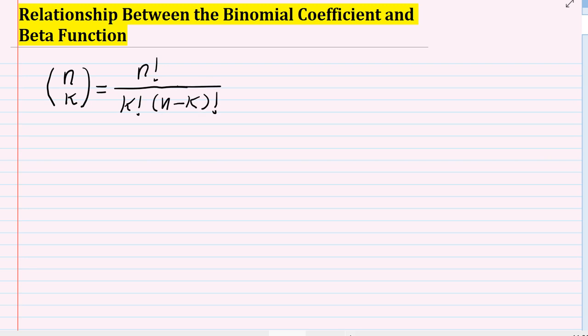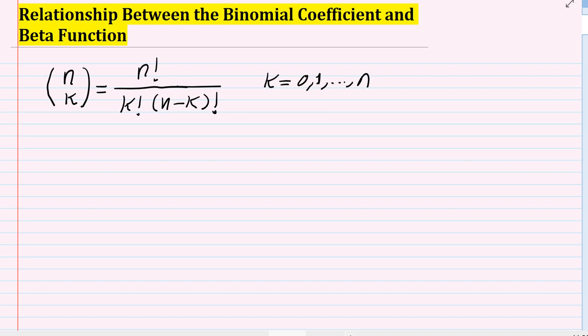So let me begin by recalling what the binomial coefficient n choose k is. If you recall, that's n factorial divided by k factorial times n minus k factorial. Okay, so we all know about that one. And of course the parameters here, k can be 0, 1 up to n, and n is typically like the sample size in statistics.